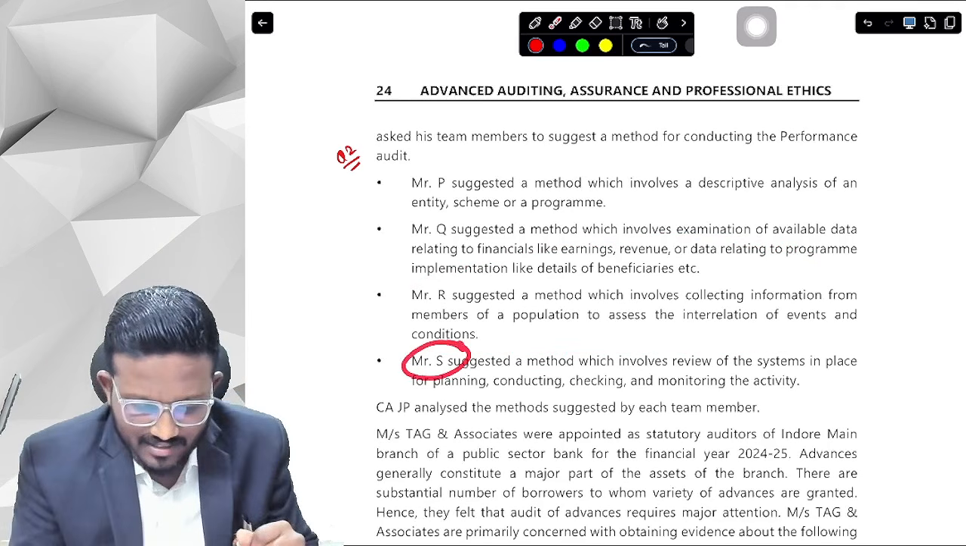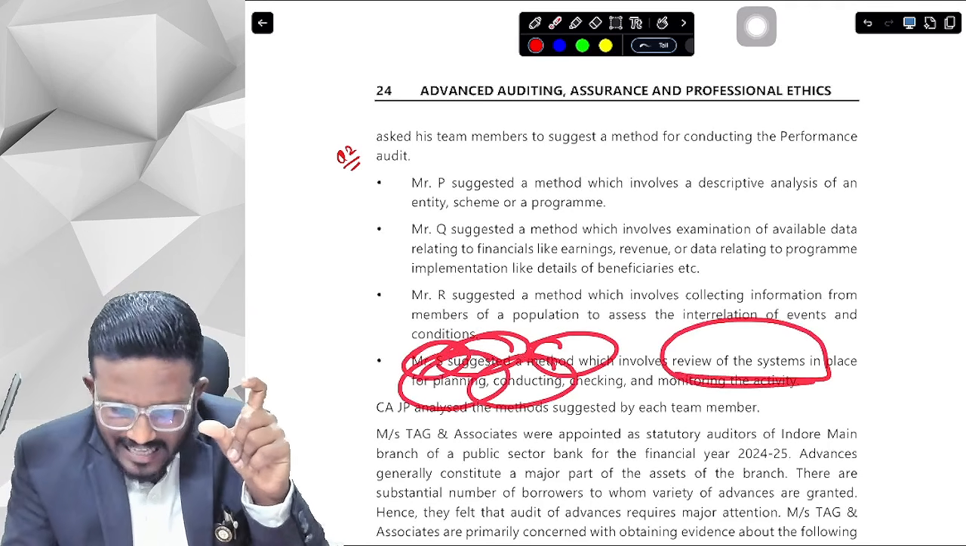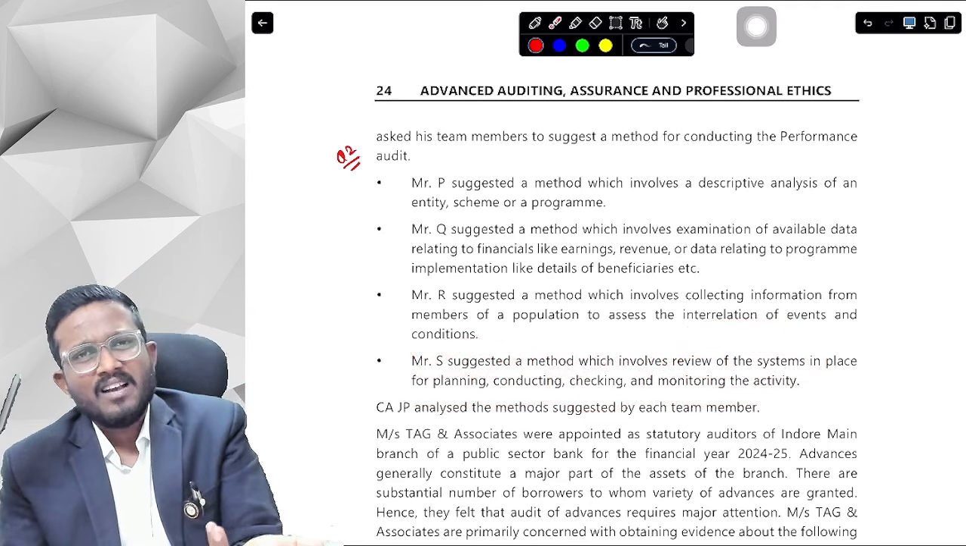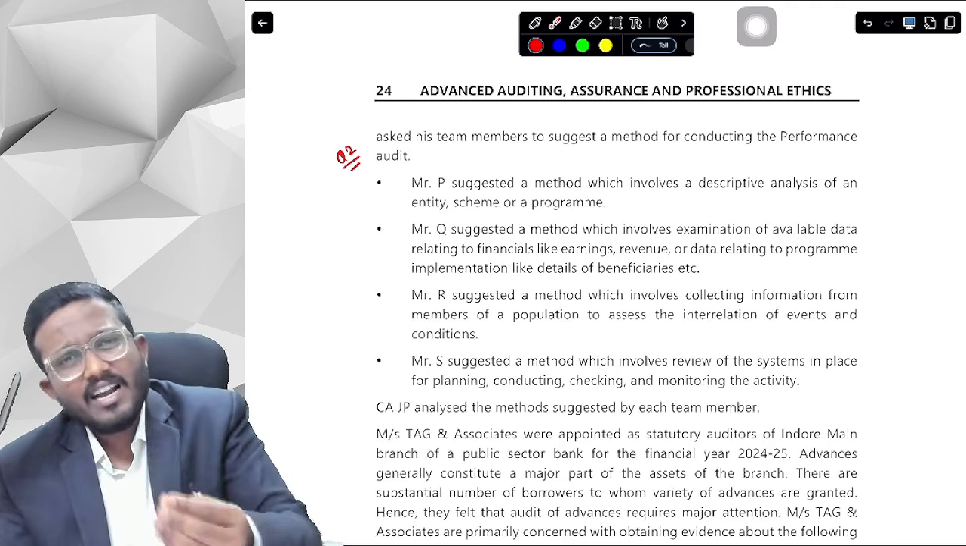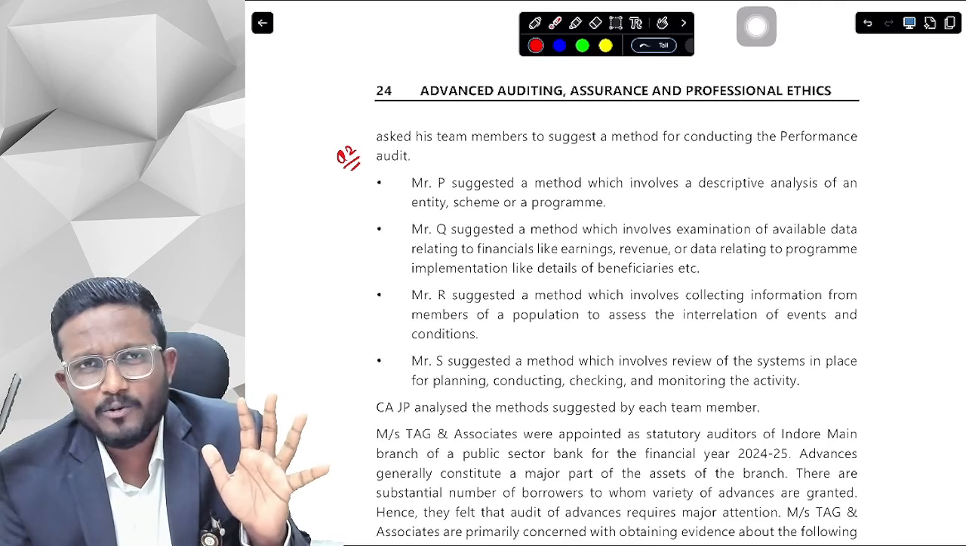Here Mr. S has suggested a method which involves the review of the systems for planning, conducting, checking and monitoring the activity. We are just reviewing the system. So we can review the entire system. That is not a worry. That is, we are not mandatorily required to do sampling over here.